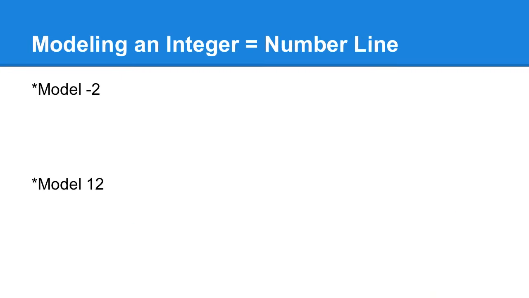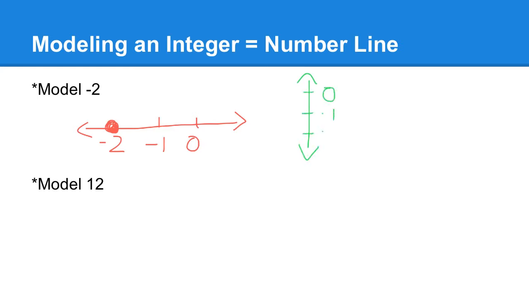Another way to model an integer is with a number line. You can do a horizontal number line, and I would put 0, -1, -2, and I would graph that. Or I could use a vertical number line, and I might have 0, -1, -2, put a dot.